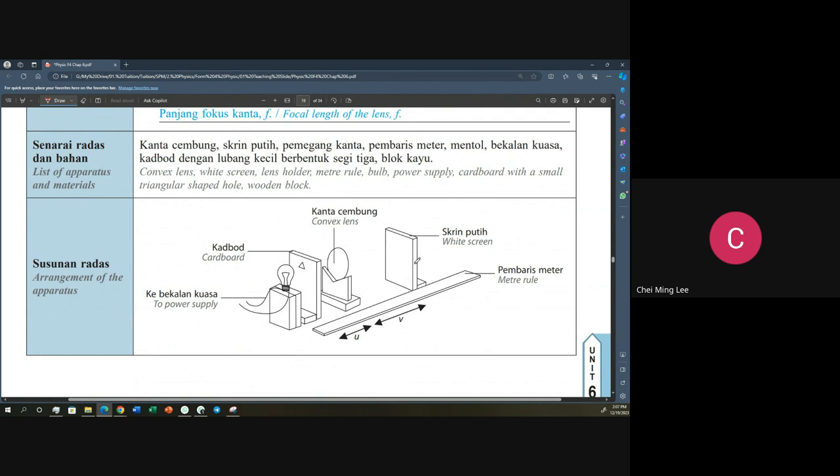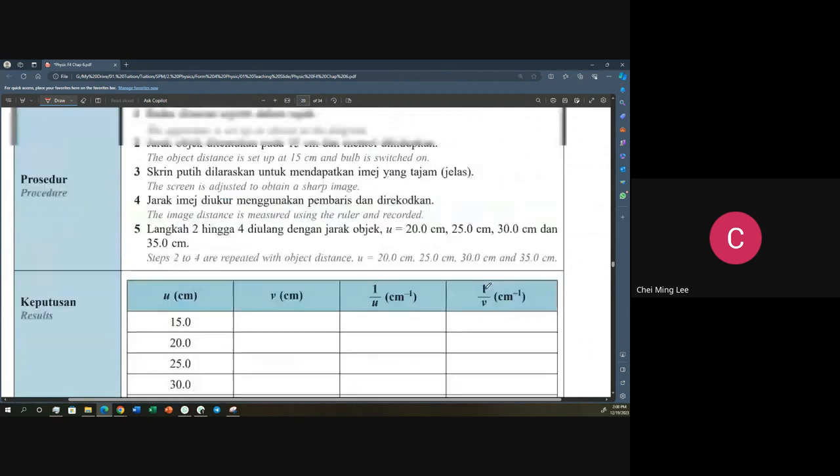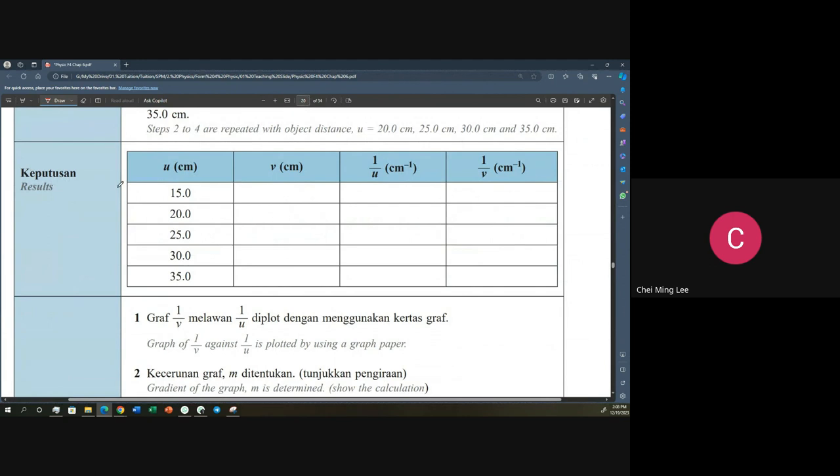This is how it looks like. So the arrangement: we have a light source connected to a power source. Then we have a cardboard, a convex lens, and then a white screen. Normally we will adjust the lens to arrange for u and v. Then we record like this and draw a graph.